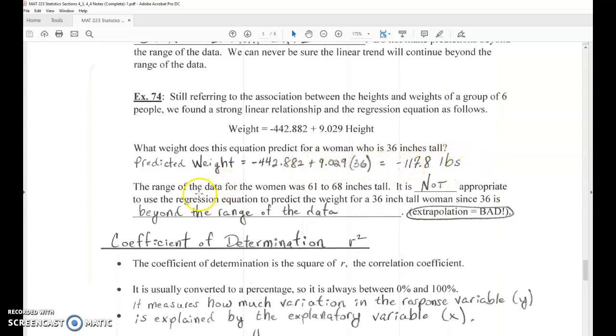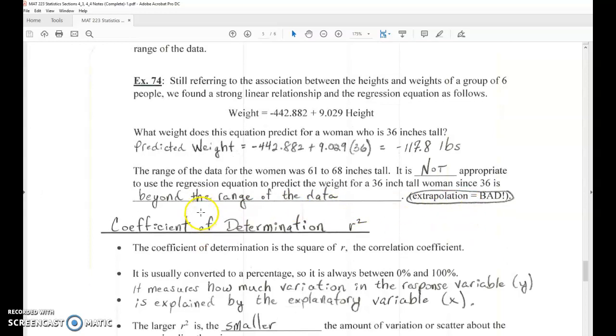Why does that not make sense? Why did this not work? It's because the range of the data for the women was between 61 and 68 inches tall. We only had 6 data points, and all of those 6 people were between 61 and 68 inches. So we can't assume that it will work for any woman outside of that range of data. So it is not appropriate to use the regression equation to predict the weight for a 36-inch tall woman, since 36 is beyond the range of the data. Extrapolation, bad, very bad. It's one of the worst things you can do in mathematics.